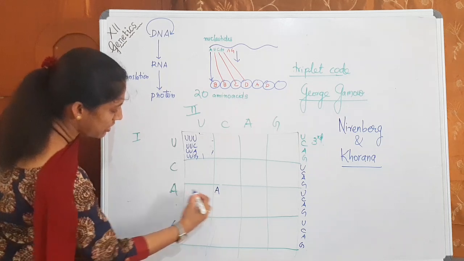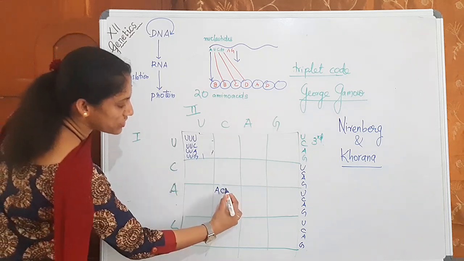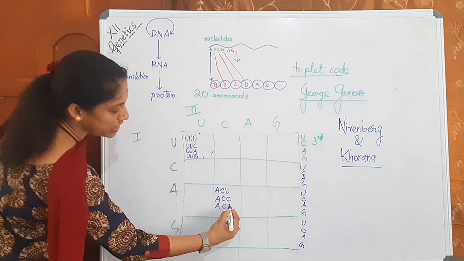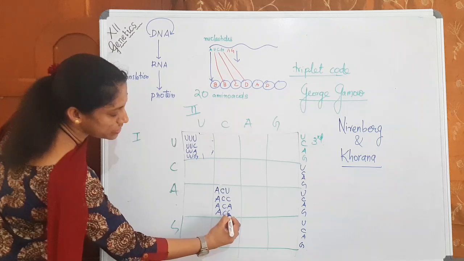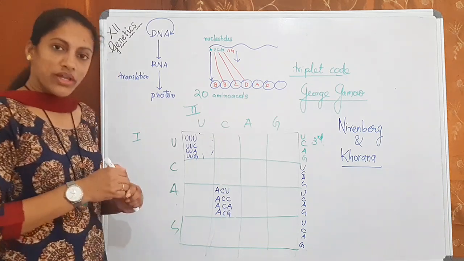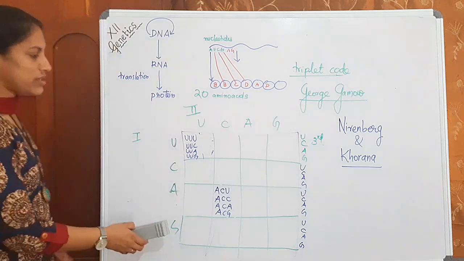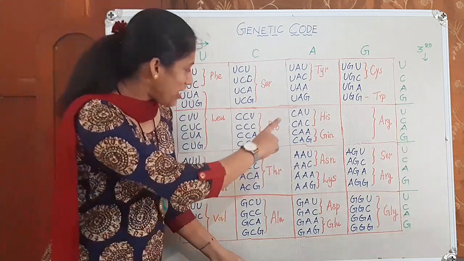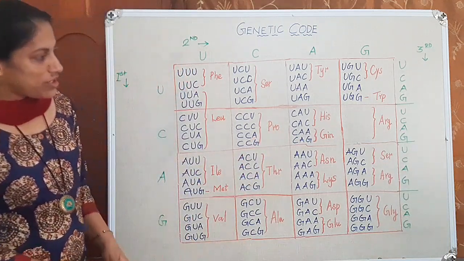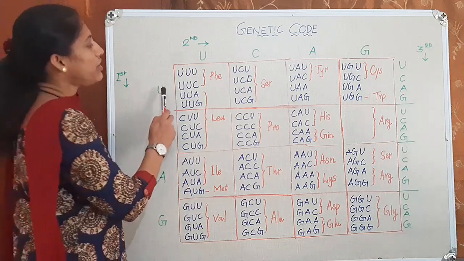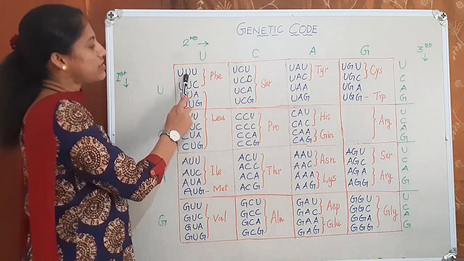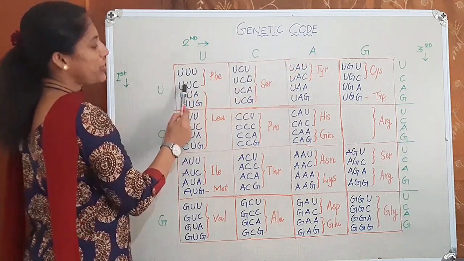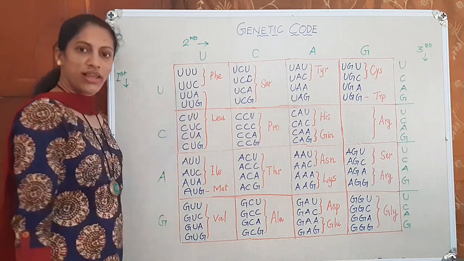First letter is A, second letter is C, third letter the first one U, then A, C, then C, A, C, G. This way we write. Okay, so we are coming to that in detail. So this is the genetic code completed, and I have kept some spaces blank just to show you. Here first letter U, second letter U, third letter the first one: UUU, UUC, UUA, UUG, like that.